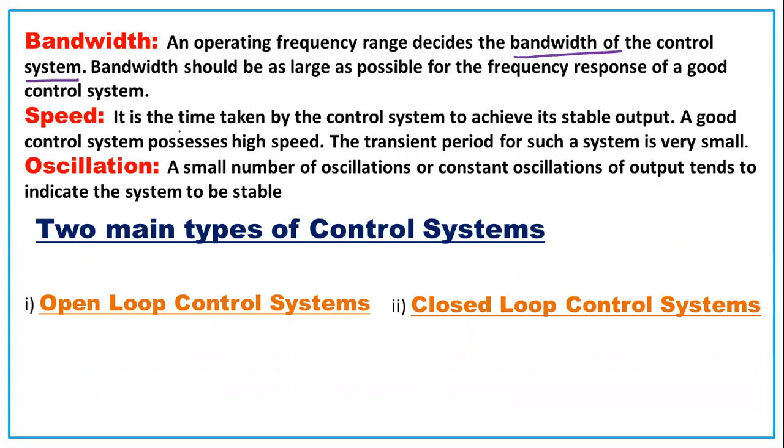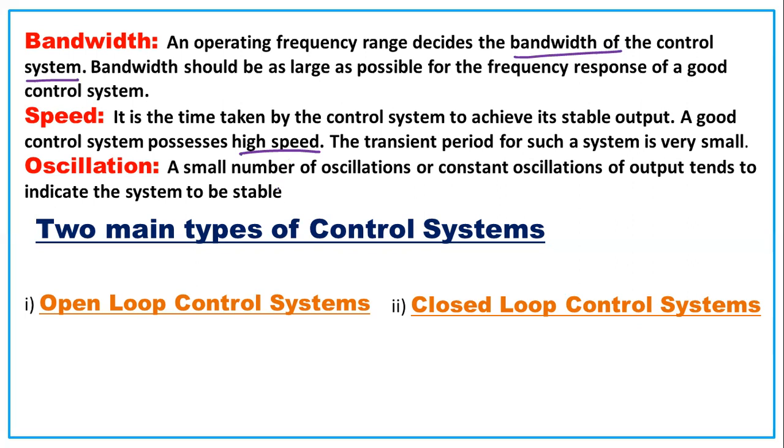And speed, it is the time taken to achieve the output. We give the input and there will be some time to get the output. We have studied in power electronics delay time and rise time. The speed will depend on all these things. A good control system possesses high speed. Going ahead, you will study all these things in detail. This is just the introductory session.